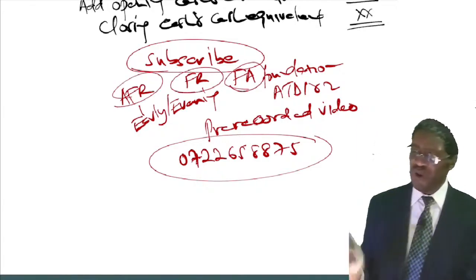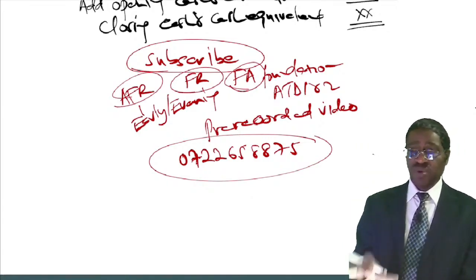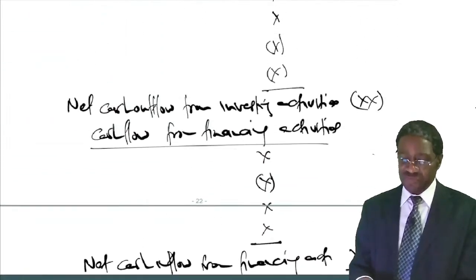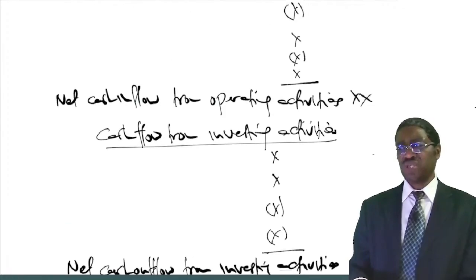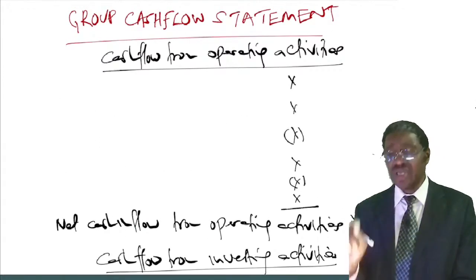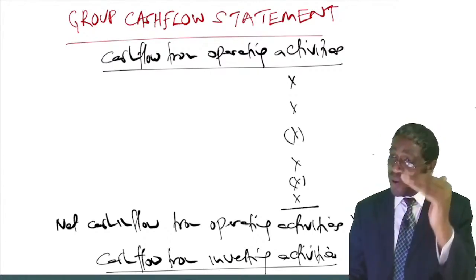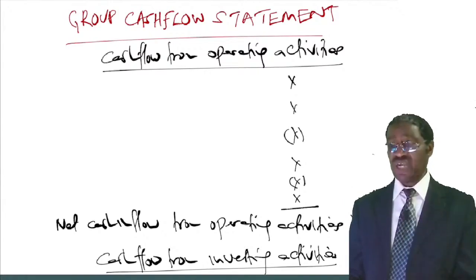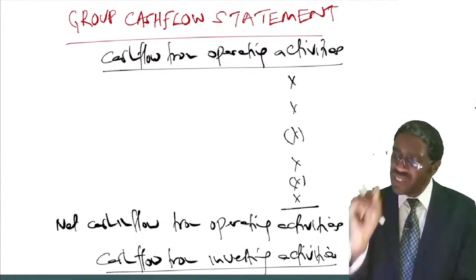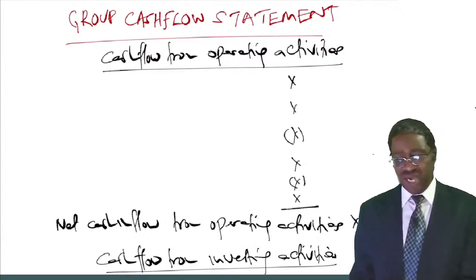Okay, so let's go back now. Let's continue from there. We want to continue back to our class now. I want us to discuss again how you determine the cash flows from the operating activities. Now we are continuing with the topic. How are you determining, again, the cash flows from operating activities?